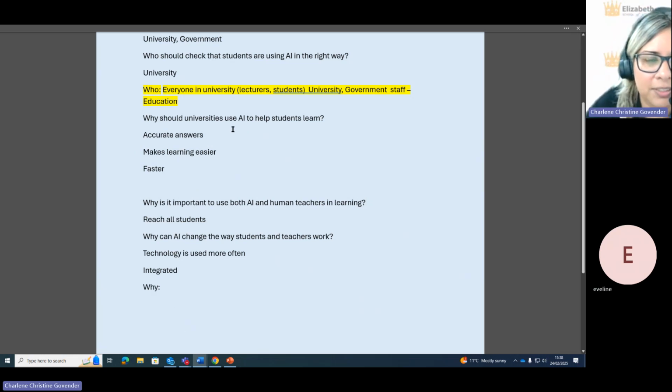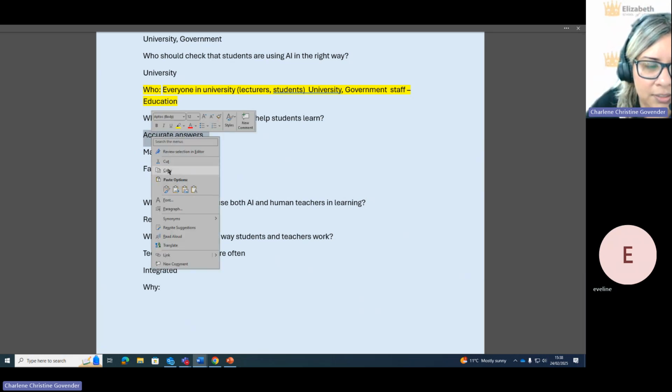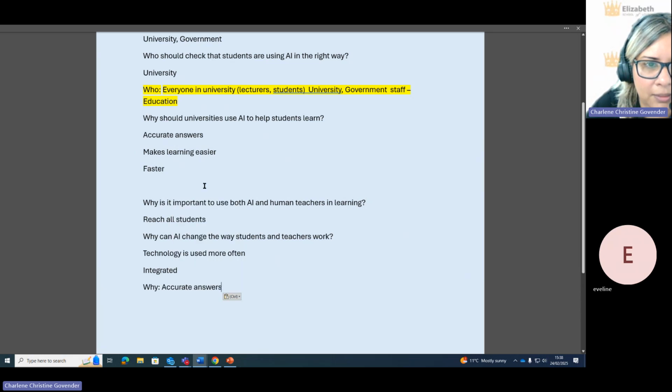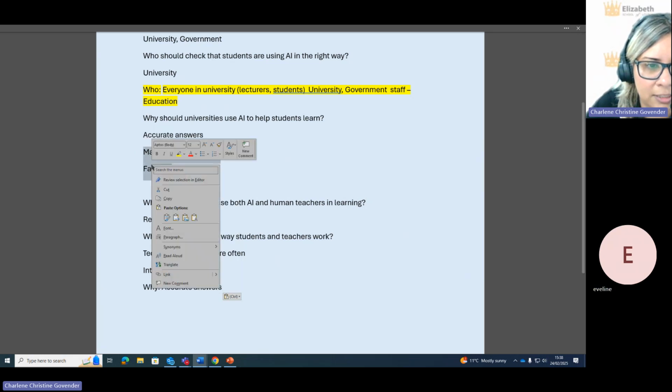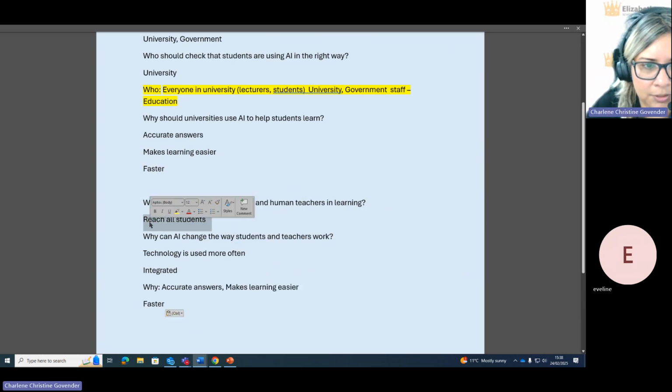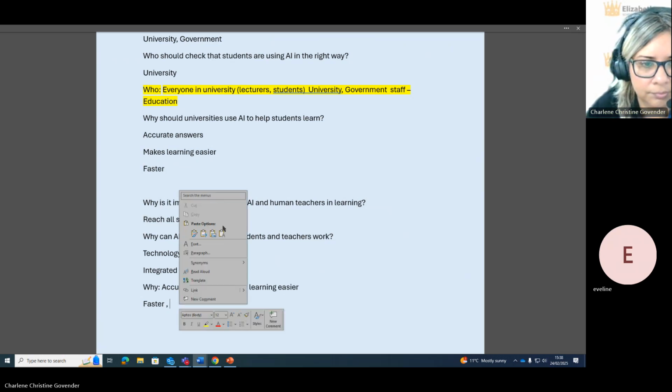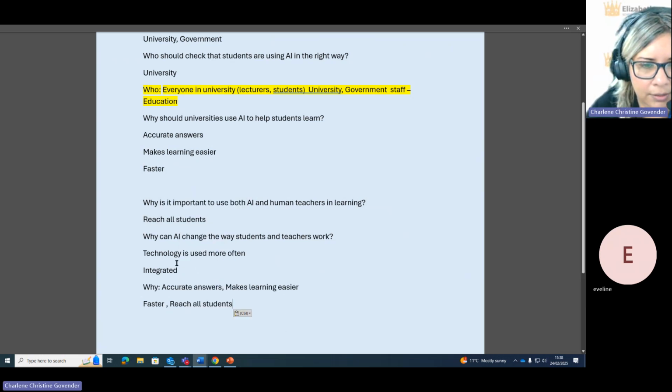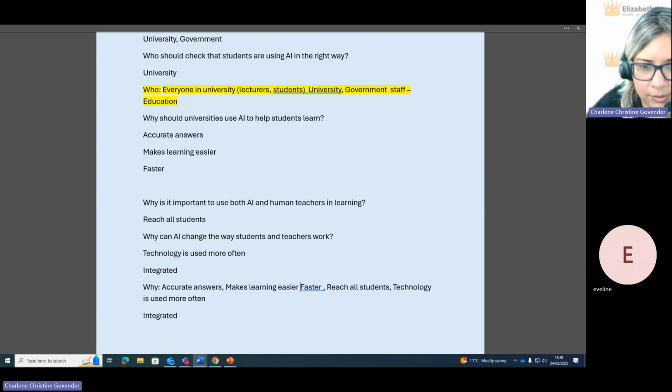So, why should universities use AI to learn? We said it gives us accurate answers. I'm going to put that there. It makes learning easier. It makes learning faster. It helps us to reach all the students. These are good answers. And there we go. Technology is used more often. Okay, super. So let's do that bit.